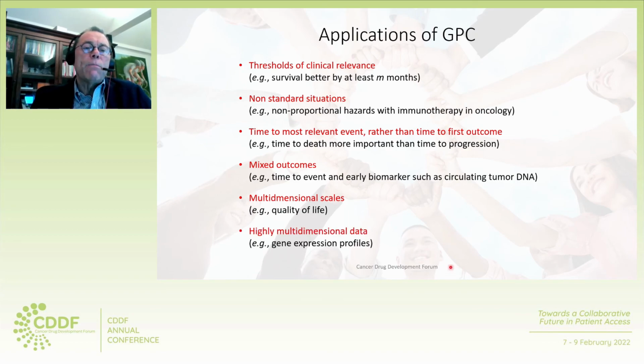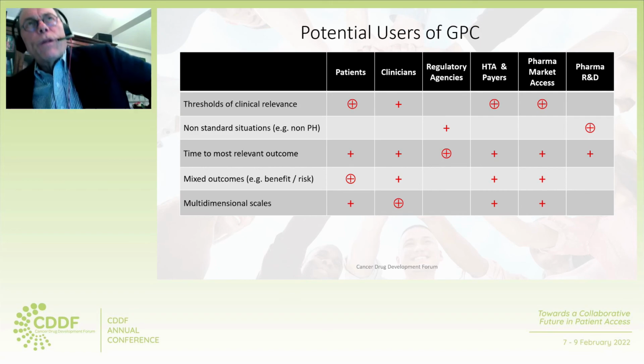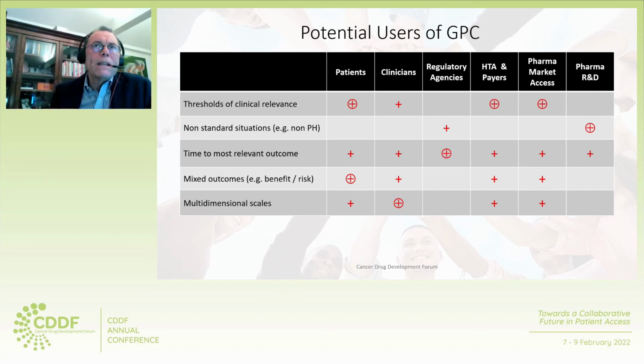And this can be pushed to the limit, and there are a few researchers who work in that direction, using very highly multidimensional data, such as gene expression profiles, which you can also analyze with GPC. So it's a very promising method, and I'd like to finish with looking at who might be interested in GPC. And, you know, again, if I come back to the title of my talk, I believe that it's the patients who might benefit most from a GPC type of analysis.